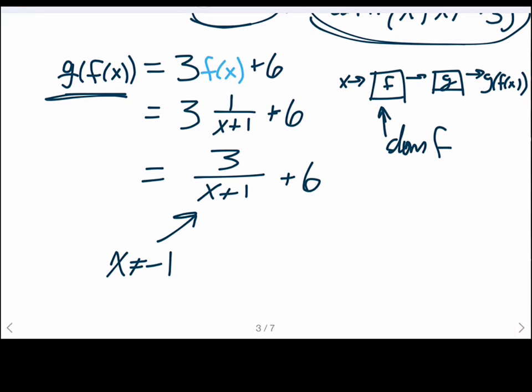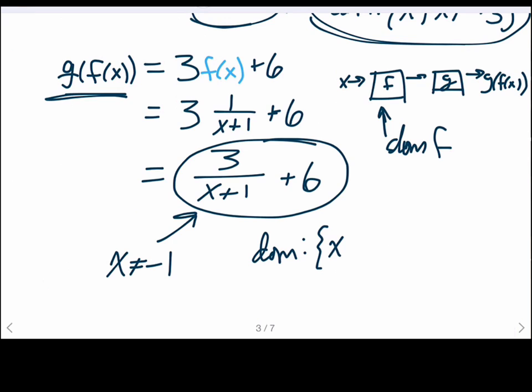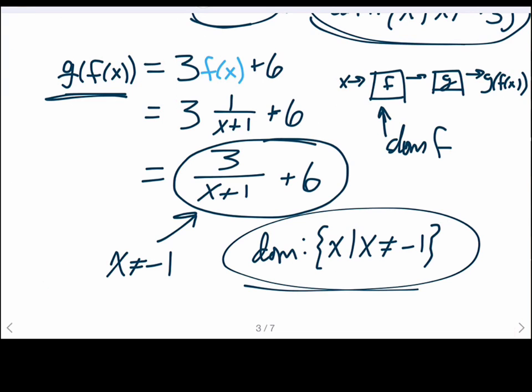As it turns out, since f is 1 over x plus 1, we don't pick up any additional domain restrictions. It's just the case that the composition is 3 over x plus 1 plus 6, and the domain of the composition is the set of x such that x does not equal negative 1, right? We just can't zero out a denominator.